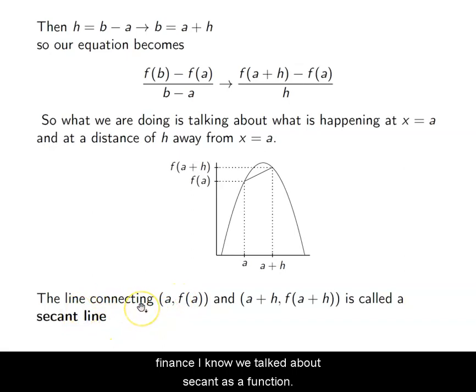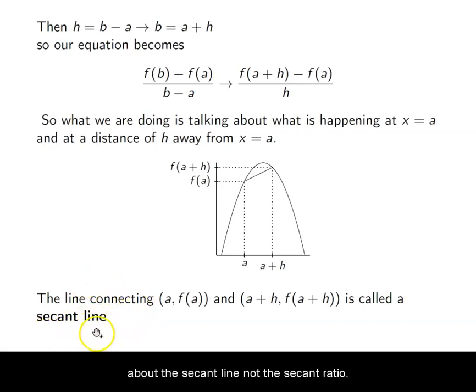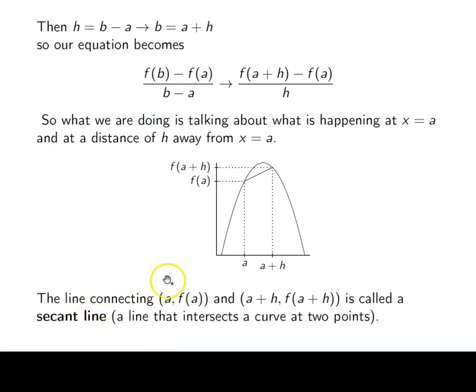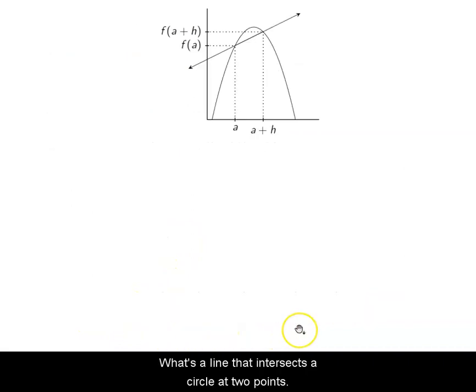So I know we talked about secant as a function. So this is similar. They are related, but now we're talking about the secant line, not the secant ratio. Okay. So it's a line that intersects a curve at 2 points.